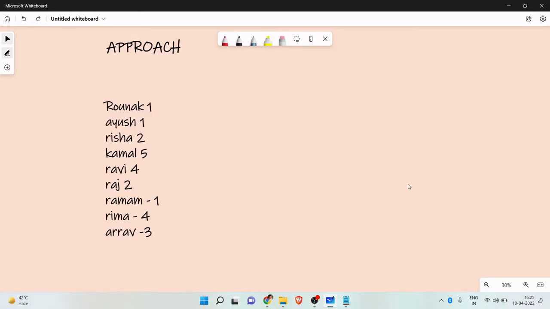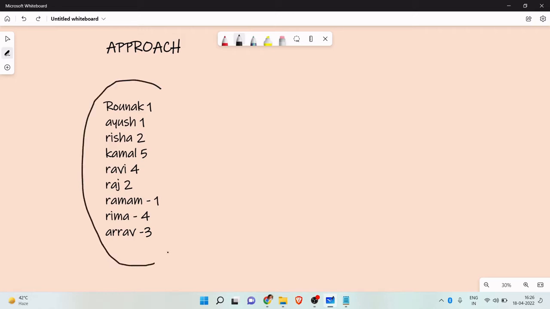Let's come to the approach now. In the question it was said that we need to print the smallest unique number. The first thing which comes to our mind is sorting, because we can get the smallest numbers by sorting. It will become easier for us to find the smallest unique number.